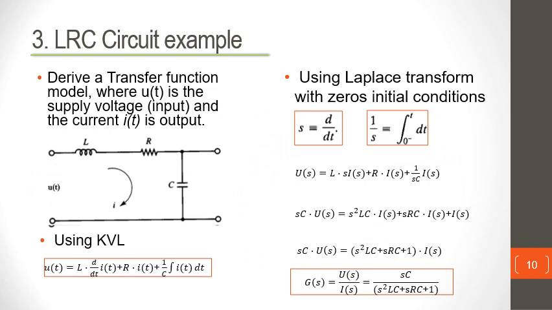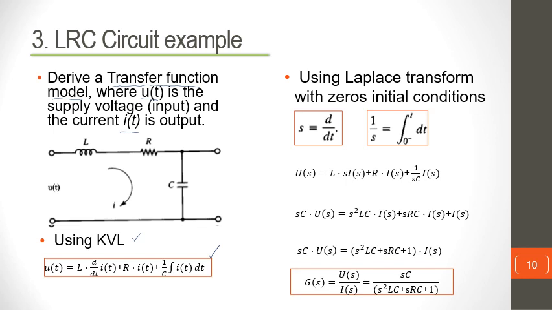Now, if we take the example a bit further, can we create a transfer function model of a circuit where the input is U of t and the output is the current flow in the circuit? Beginning from our KVL, we have established that this relationship holds in this circuit: U of t is equal to L di/dt plus R times I plus 1 over C, the integral of I dt.